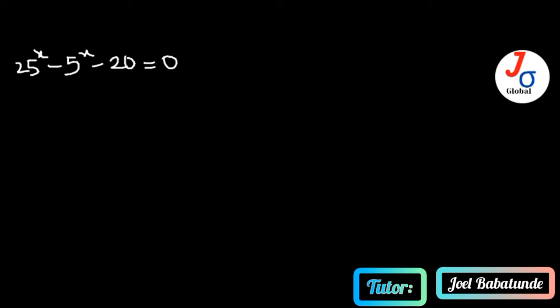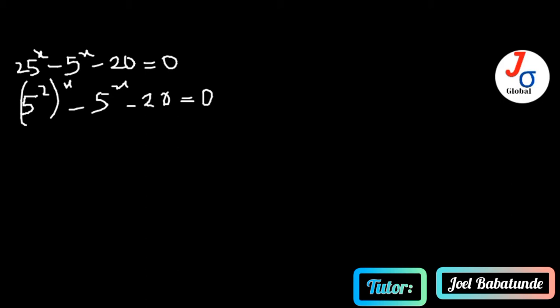Okay, since I see 5 here and I see 25 here, I could basically write 25 as 5 squared, then all raised to the power of x, minus 5x, minus 20, equals 0.